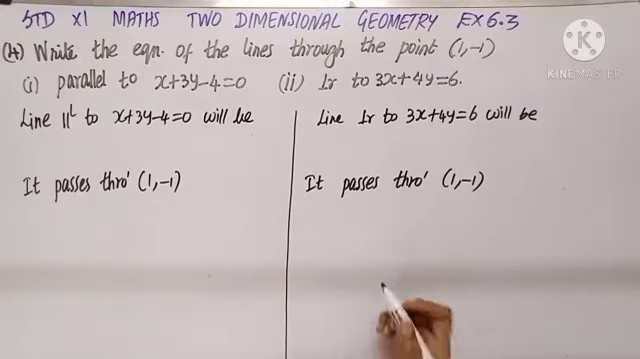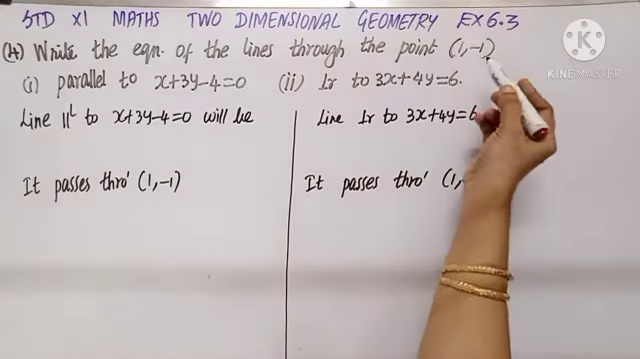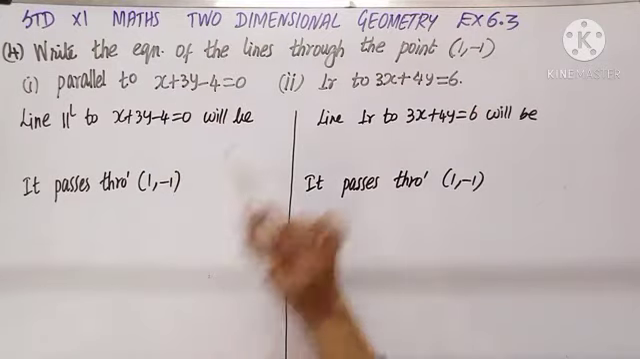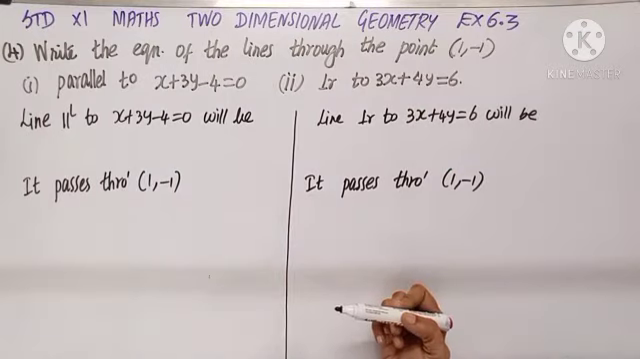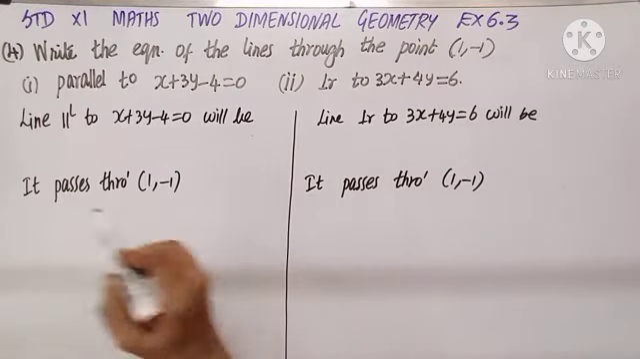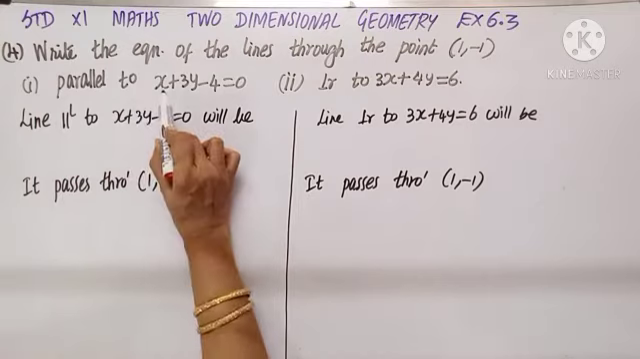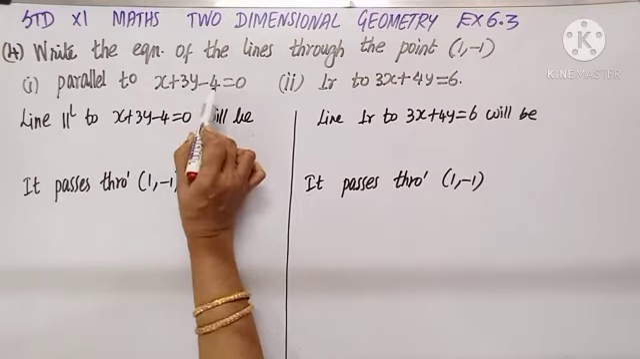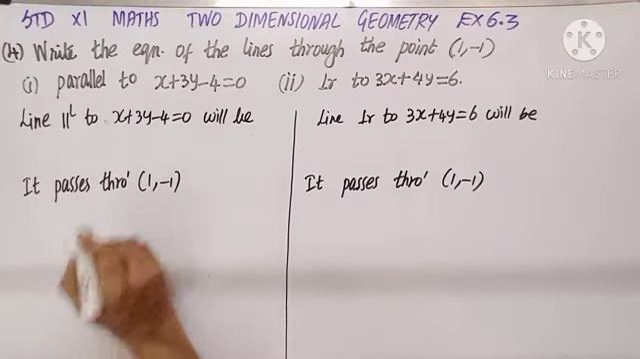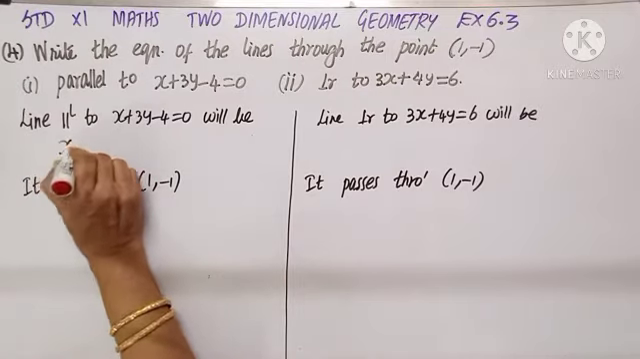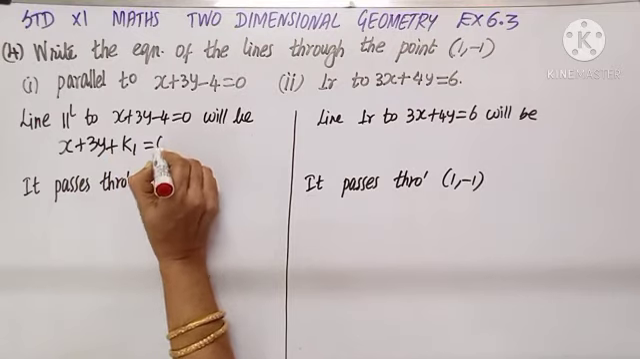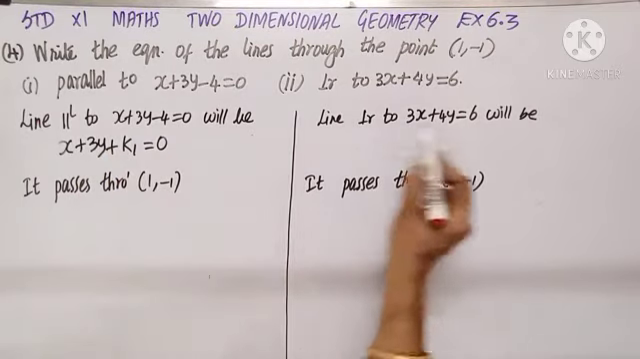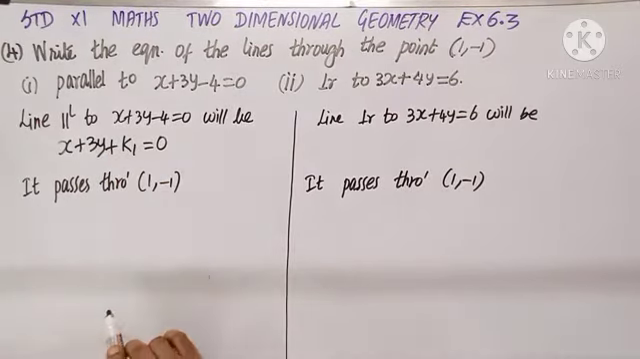Question number 4. Write the equation of the lines through the point and parallel to. Second subdivision, through the point and perpendicular to. Let us remember how to write a line parallel to x plus 3y minus 4 equal to 0. We do not change x or y. Change only the constant. Because there are two subdivisions, use K1 here.